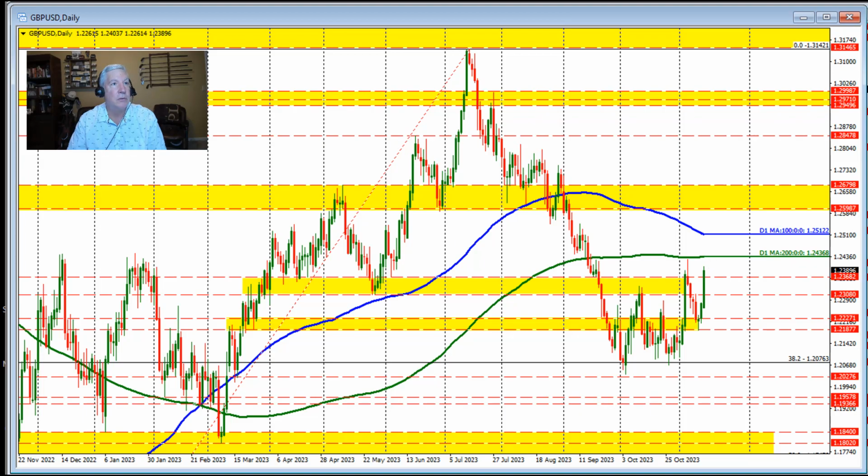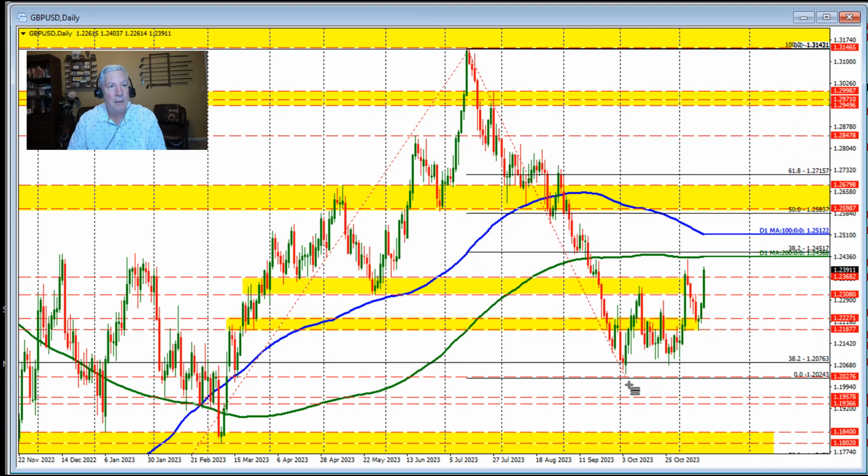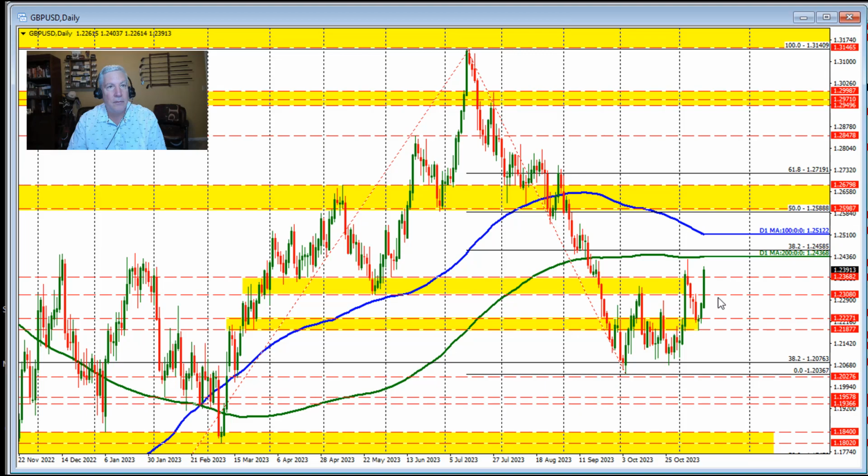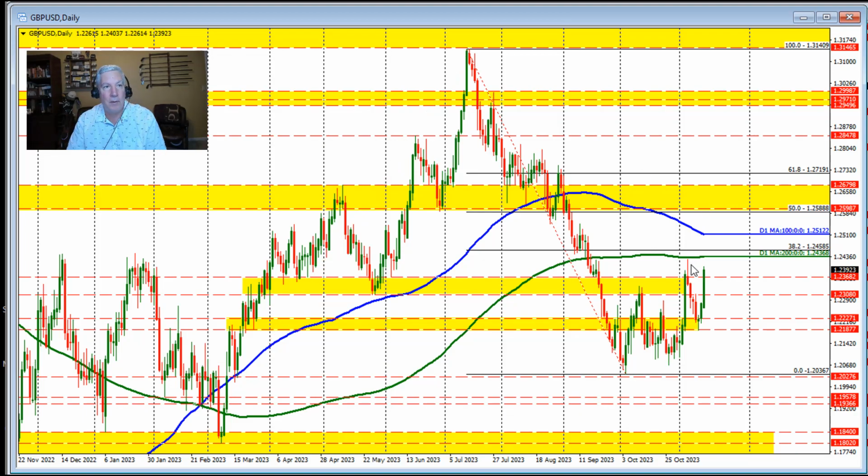If I put a Fibonacci retracement from this high to this low right here, the 38.2% retracement is just above the 200-day moving average at 124.58, and then we have the falling 100-day moving average at 125.12. So like some of the other currency pairs, there's room to roam in the sterling versus US dollar to the upside as well, but we do need to get above the high from November and also above the 200-day moving average. That would be needed to increase the bullish bias.